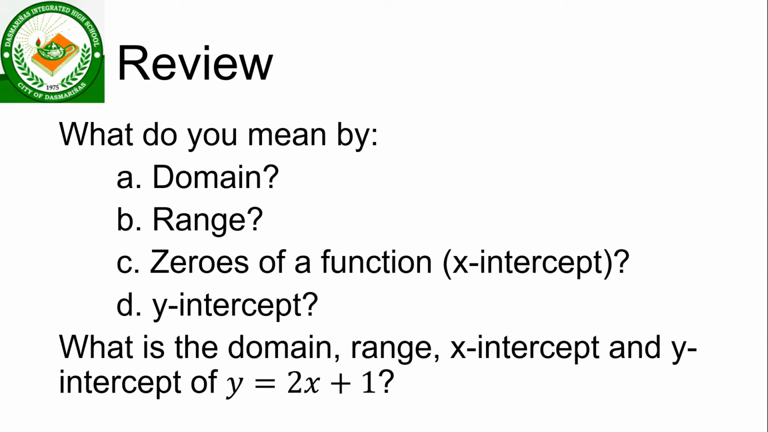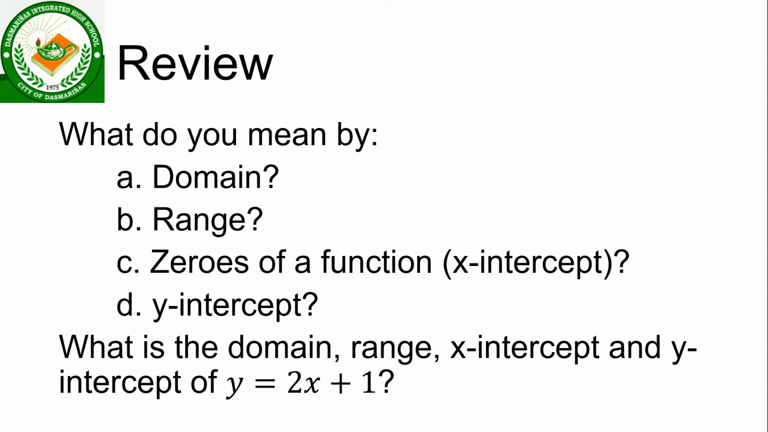What do you mean by domain? Domain is the set of all permissible values for x, because there are some instances that a value or a number is not part of or cannot be the value for x. Same goes with the range. Range is the set of all values for y. And there are some instances also that there are values that are not included in the range. Okay? So we define these two, domain and the range, in our discussion here at rational function.